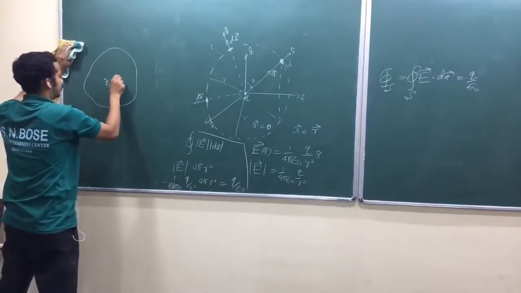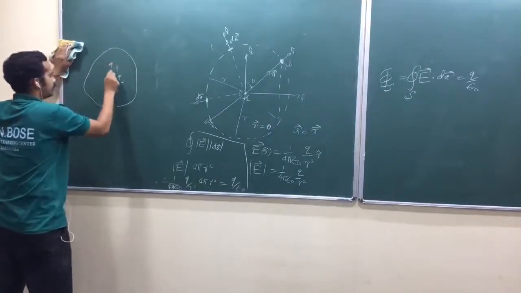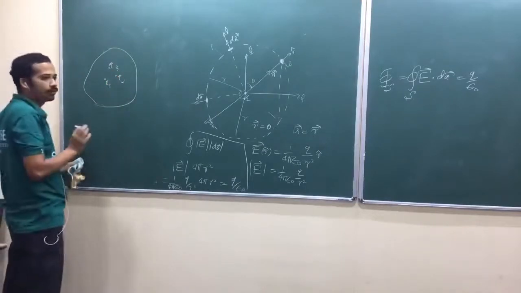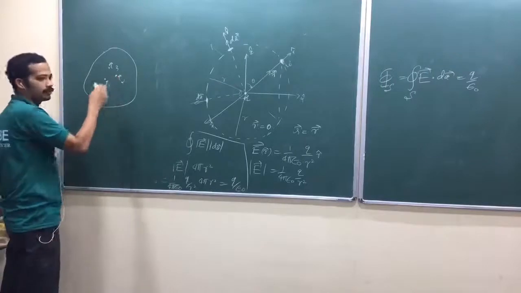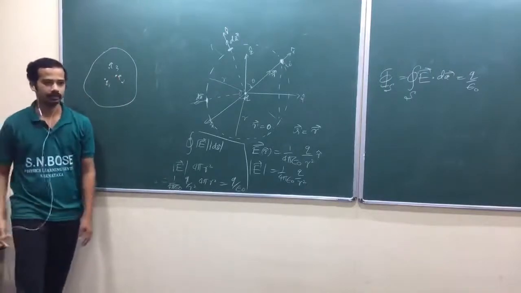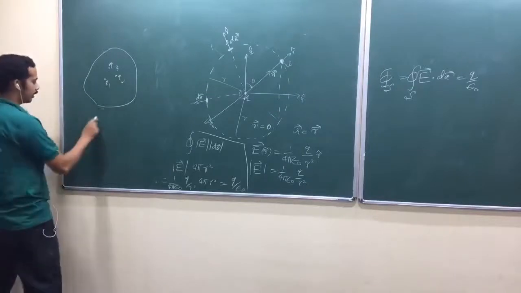So Q1, Q2, Q3, like that, okay? I have many point charges inside. Now I am going to work out individually. Q1 will produce vector field E1, Q2 will produce vector field E2, like that, isn't it? So now what can I do? I can do like this.